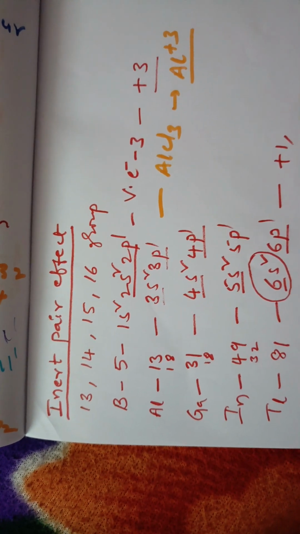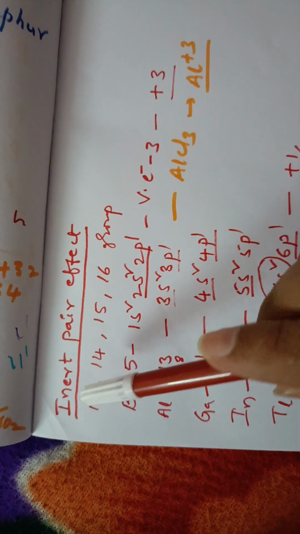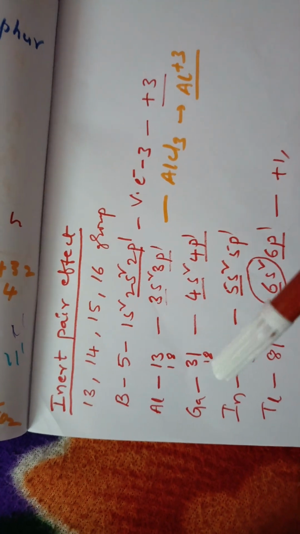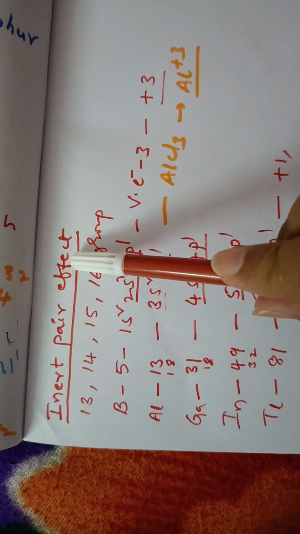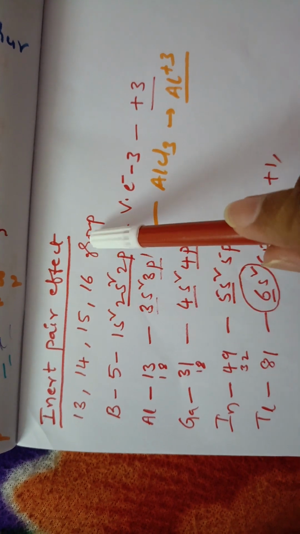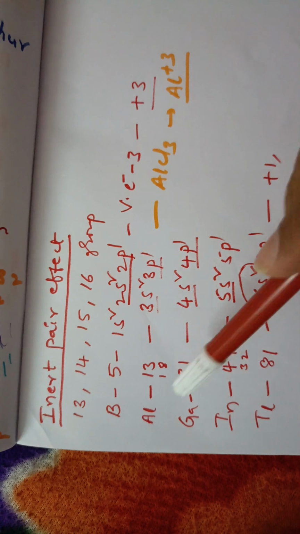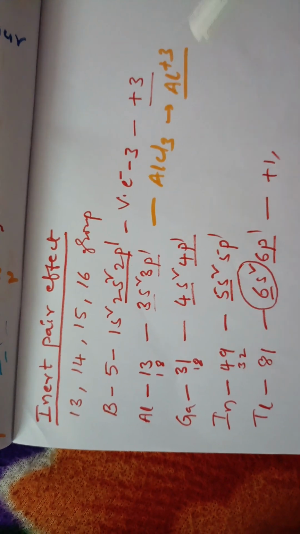Today we will discuss the inert pair effect. This will be useful to first year and second year students also. This inert pair effect appears in the 13th, 14th, 15th, and 16th group elements in the periodic table. Let us take one group and I will explain from that.